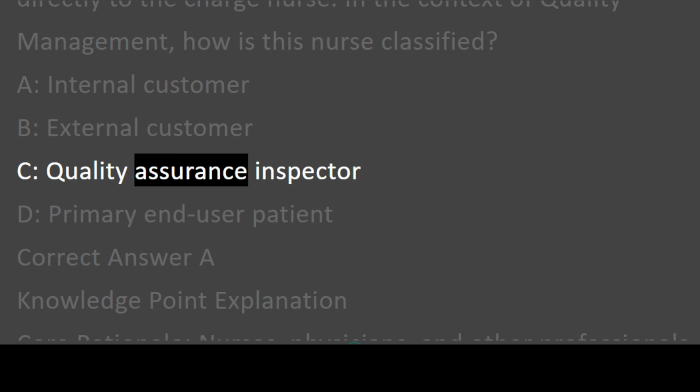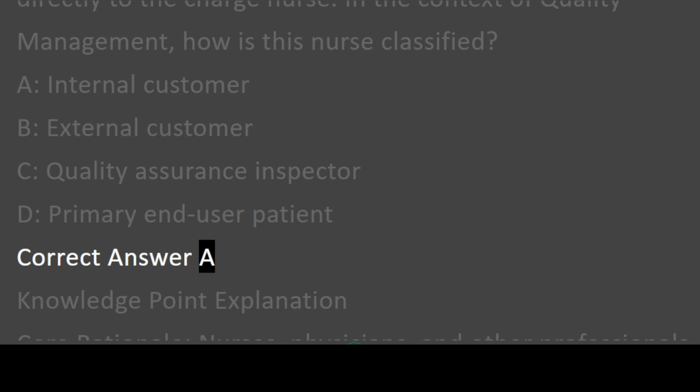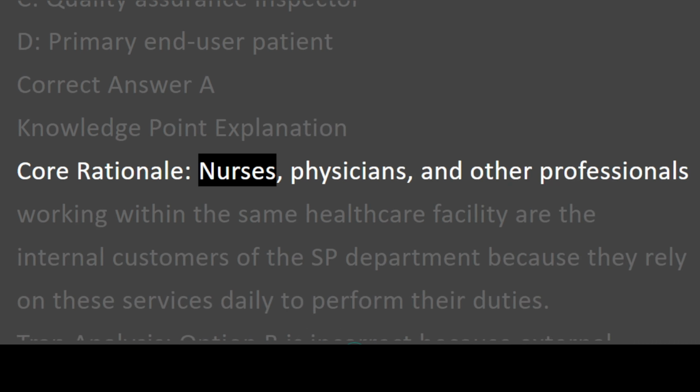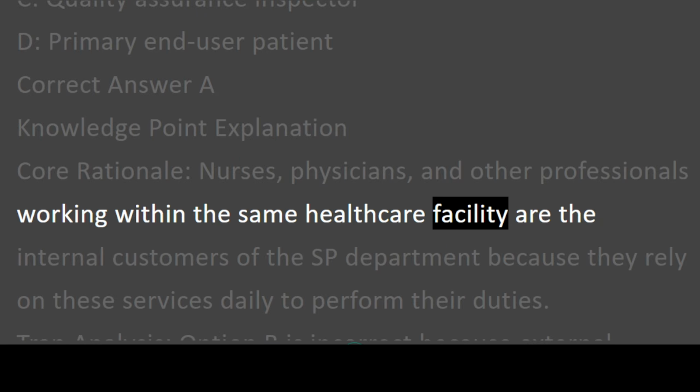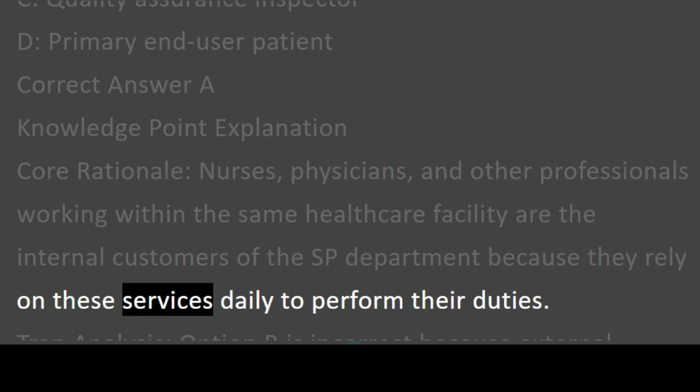C. Quality assurance inspector. D. Primary end-user patient. Correct answer A. Knowledge point explanation. Core rationale: nurses, physicians, and other professionals working within the same healthcare facility are the internal customers of the SP department because they rely on these services daily to perform their duties.